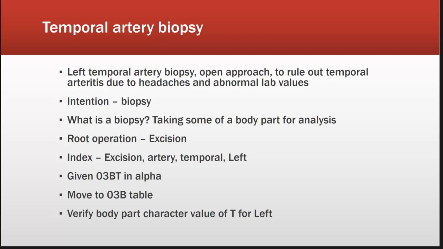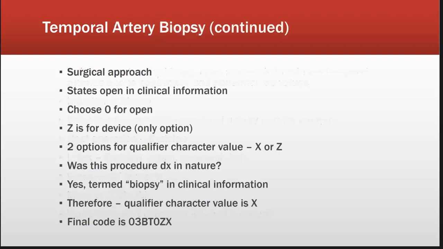You move to the 03B table, verify your body part value. The next choice is your surgical approach. It states in your clinical information this was done via open approach. 0 is your choice for open. For the device character value, the only option at that table at that row is Z. For your last character value, which is qualifier, you do have 2 choices. You have X and Z at that table.